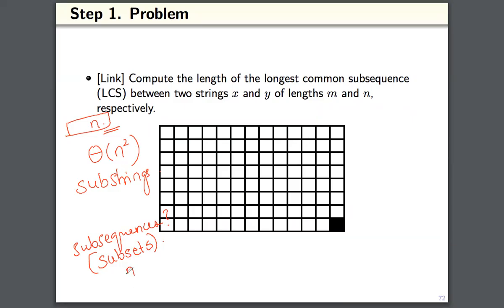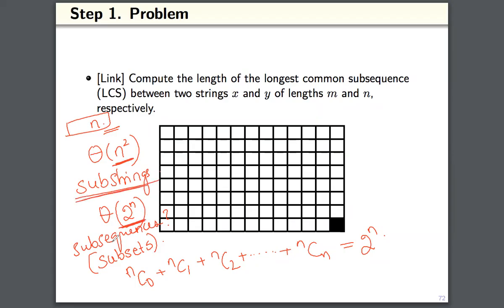As we saw in the binomial coefficient, it is n choose 0 plus n choose 1 plus n choose 2, and so on up till n choose n. That is 2 power n. So there are n squared substrings and 2 power n subsequences, not n power 2. So this is a harder problem.